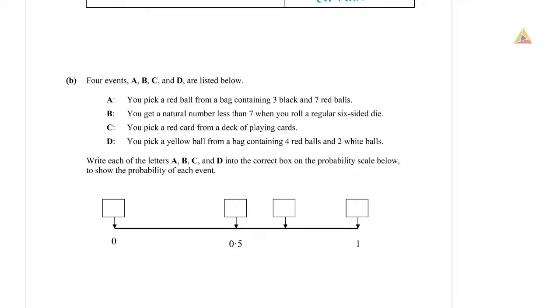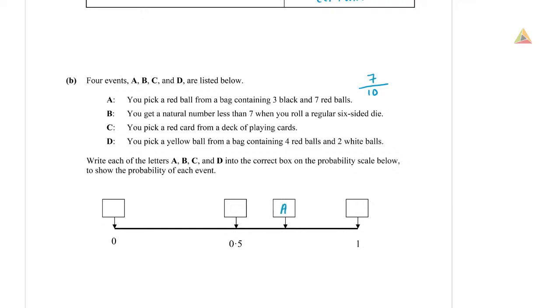Okay, so first of all, if we look at event A, you pick a red ball from a bag containing 3 black and 7 red balls. So if we have 7 red balls and you pick a red ball, it's going to be a 7 out of 10 chance because there's 10 balls in total, so 3 plus 7 is 10, so a 7 in 10 chance. So for A, a 7 in 10 chance, that would be roughly here for A.